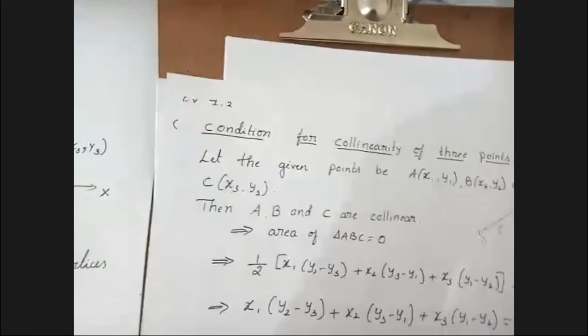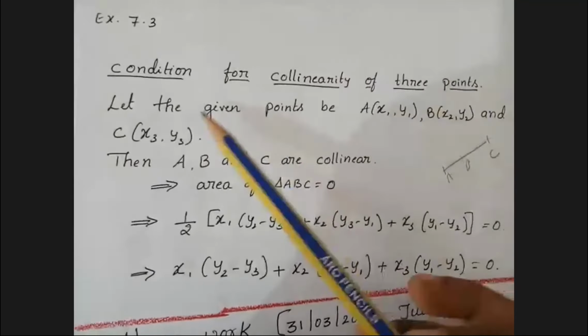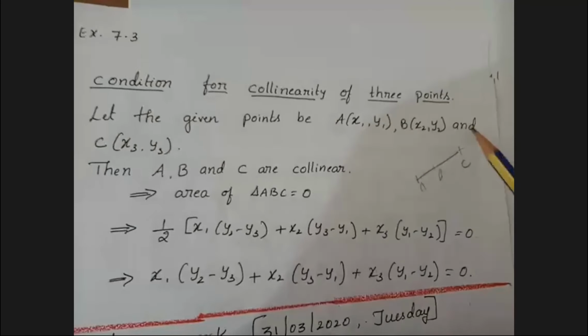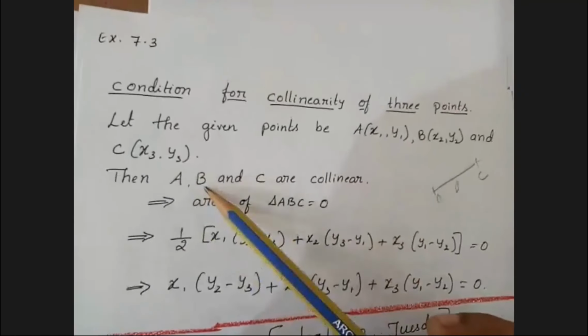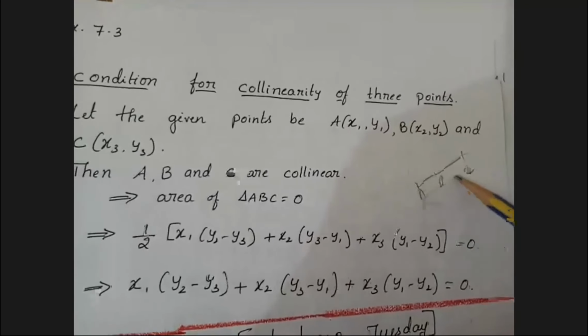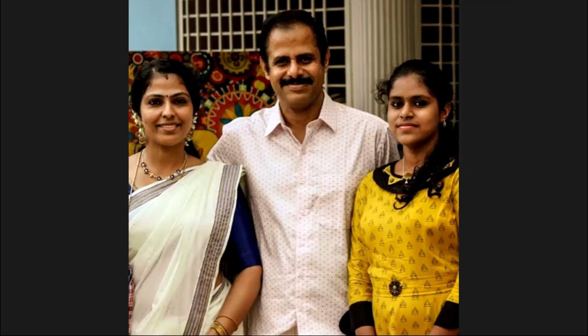Am I clear to everyone? Yes, ma'am. I'll just explain the condition for collinearity of 3 points. Let the given points be x1, y1, x2, y2, and x3, y3. Then A, B, and C are collinear if all the 3 points are on the same line. There is no triangle. If there is no triangle, there is no area. Then the area of the triangle becomes 0.